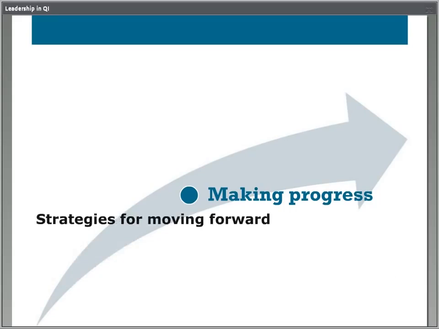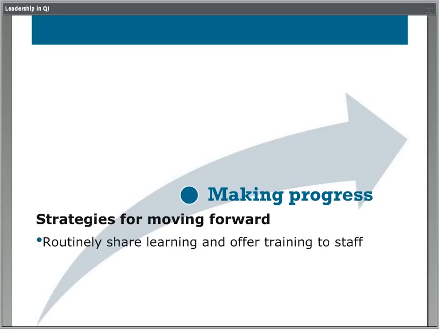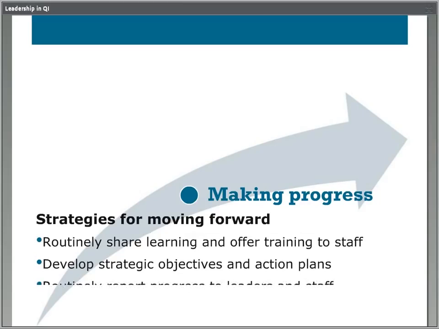To move forward, routinely share learning and offer training to staff. It's really about promoting this as a learning organization. Develop strategic objectives and action plans that have QI really embedded deeply in there. And again, routinely report progress to leaders and staff.